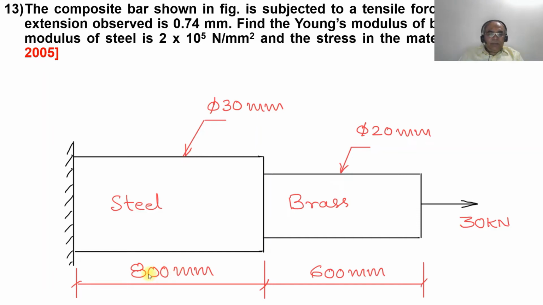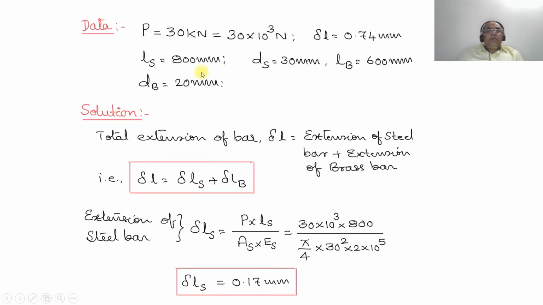The length of the steel bar is 800 mm and the length of the brass bar is 600 mm, and the load applied is 30 kilonewton. Now this is the P given. So P is 30 kilonewton, 30 into 10 to the power of 3 Newton, and delta L is equal to 0.74 mm. That is the total extension of the bar given. So the length of the steel bar is 800 mm and the diameter of the steel bar is 30 mm. And LB, the length of the brass bar, is 600 mm, and DB, the diameter of the brass bar, is 20 mm.